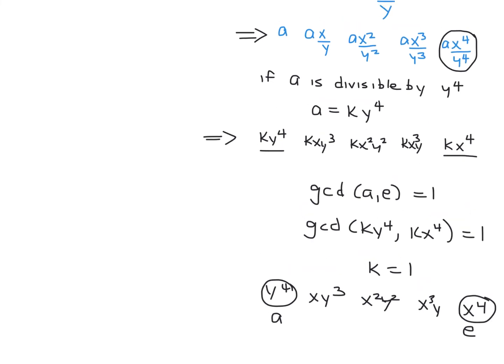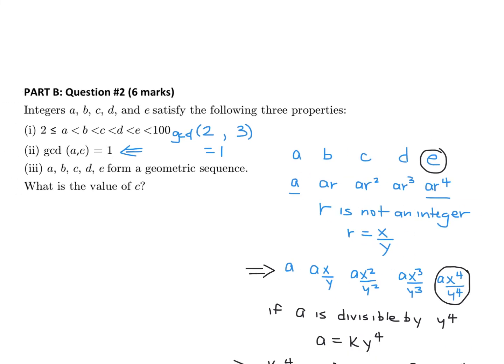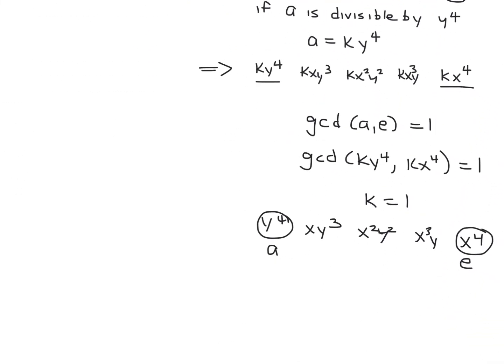And then we had an inequality right up here that a and e have a boundary. So that means that a is greater than or equal to 2, and it's less than e, and e is less than 100. So we've got to come up with integers that fit that. We can only choose integers that satisfy this inequality. So for example, if we have concluded that a is y to the power of 4 and e is x to the power of 4, what integers can y and x be?